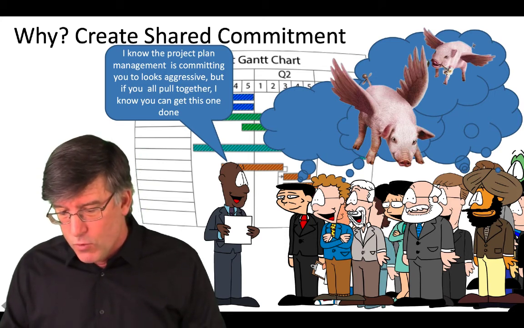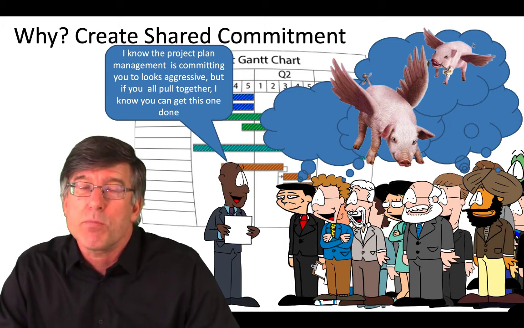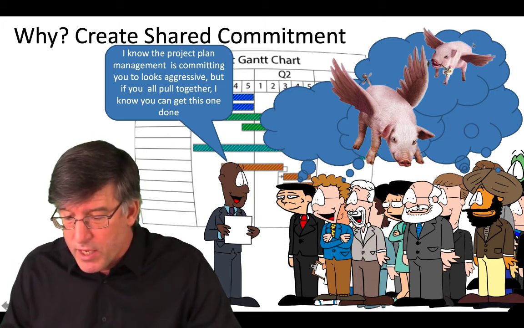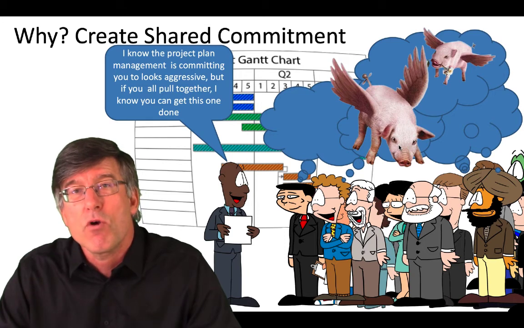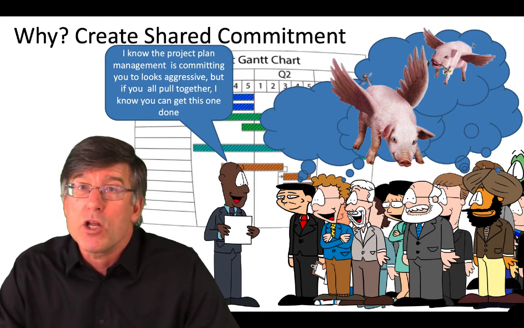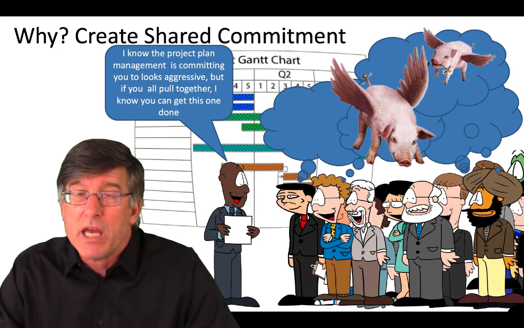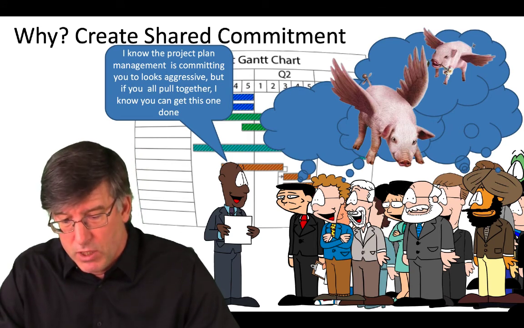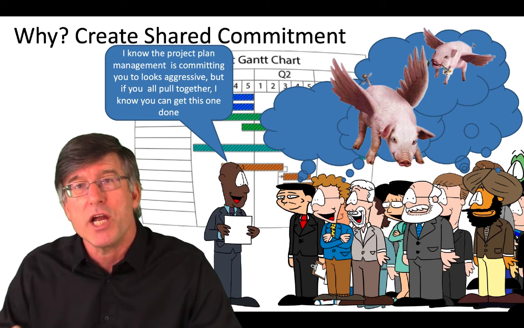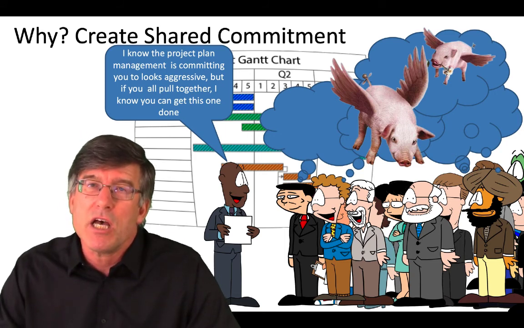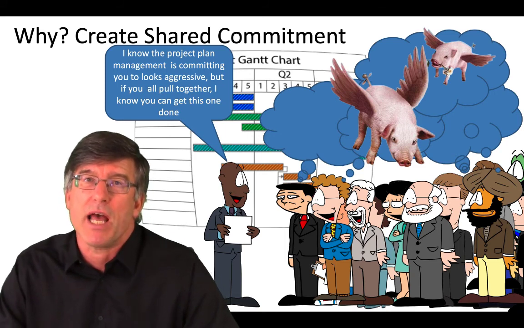Now, what do you think the level of commitment to this plan is, where the team is already thinking that when pigs grow wings, we're going to be able to execute this plan? Are they going to be engaged? Are they going to be committed to this plan? Are they going to have the shared commitment? They're not. Somebody else has committed them to the plan.